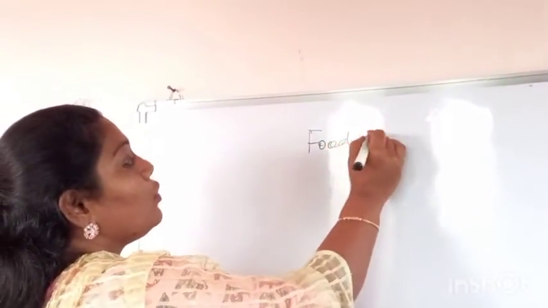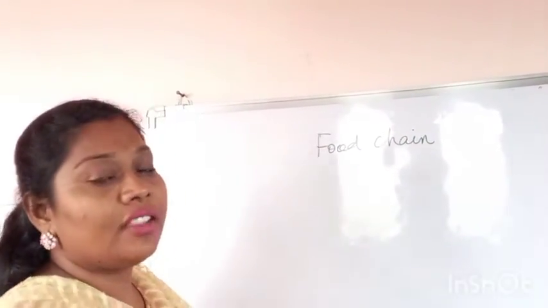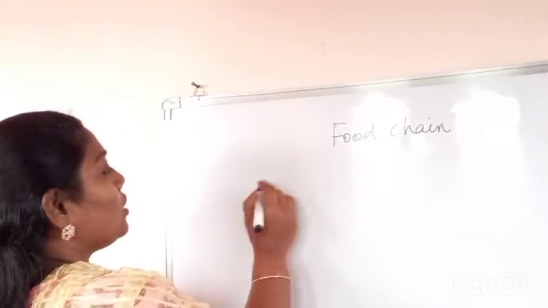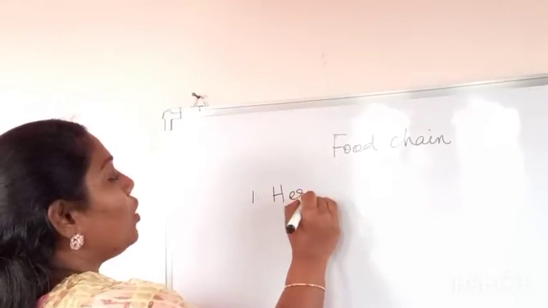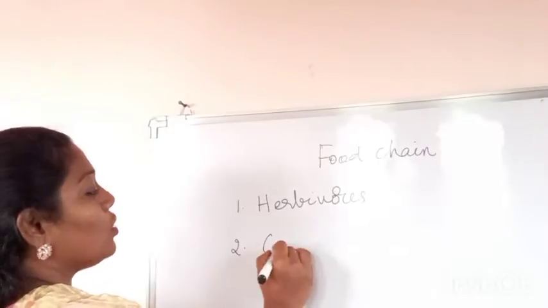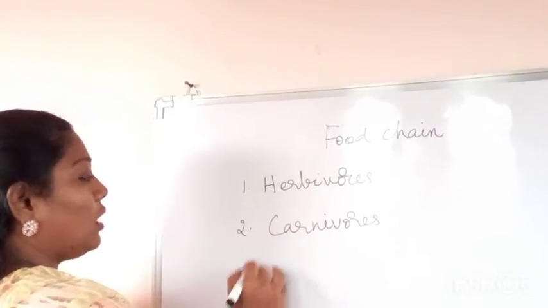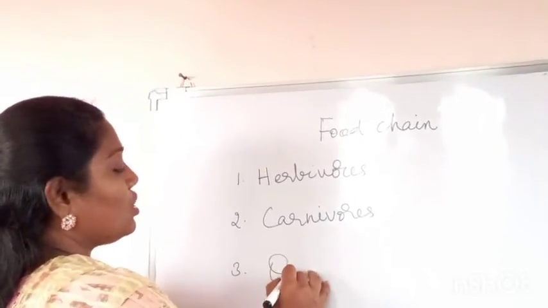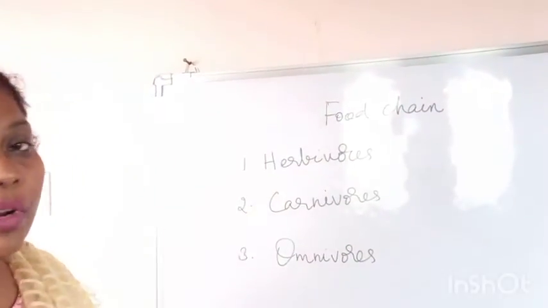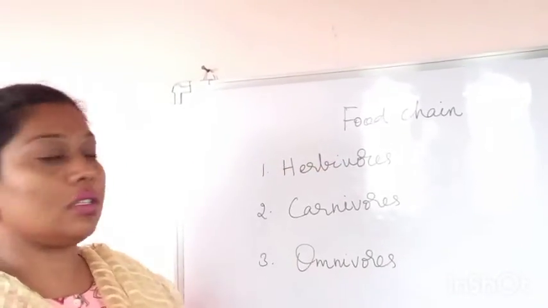What is this food chain? Before we learn about the food chain, there are a few terms that we have to learn about. What are those? Herbivores. What are those, children? Next one, carnivores. Next one, omnivores. Who are those, children?